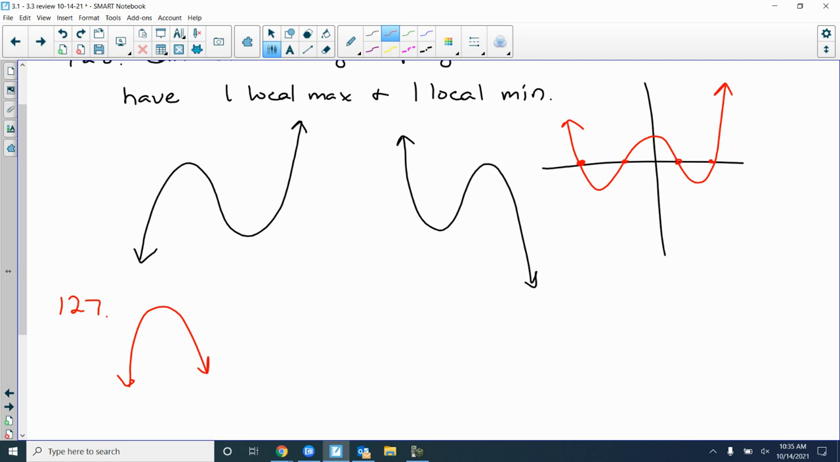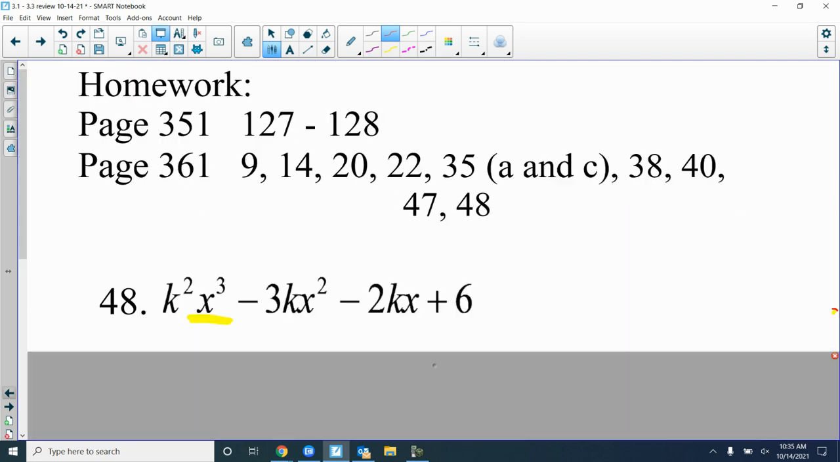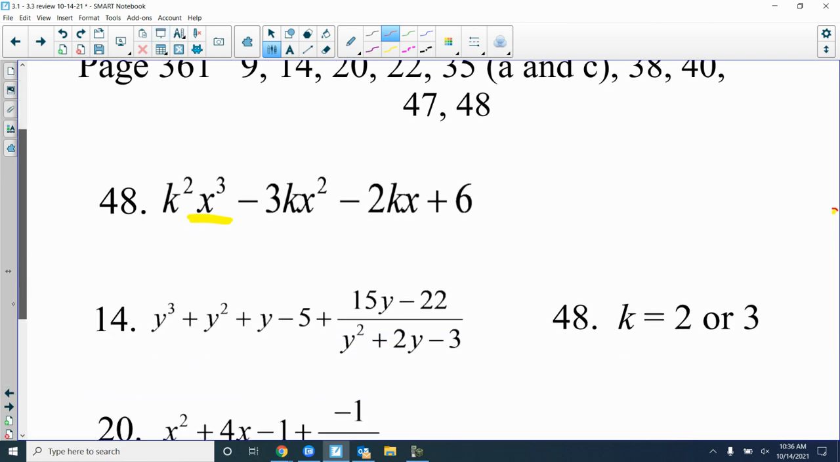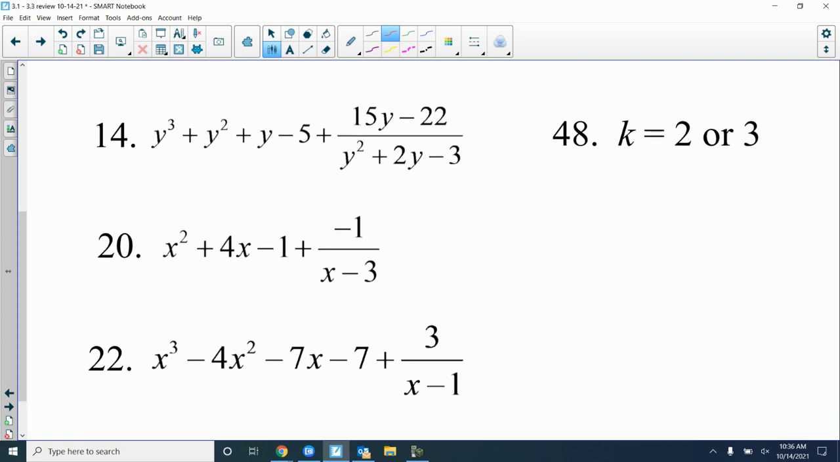1 local max has to be what type of function? It has to be an even degree. Okay, so again, pictures go a long way in an explanation for this. So you're going to draw that out. That would be good. All right, for the other ones, I'll go through 48 in a second. The answer to 48 is 2 or 3. Here's some of those other ones.